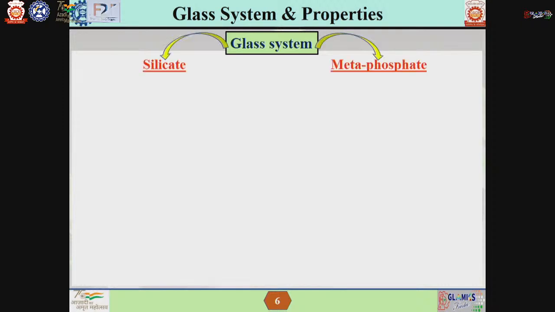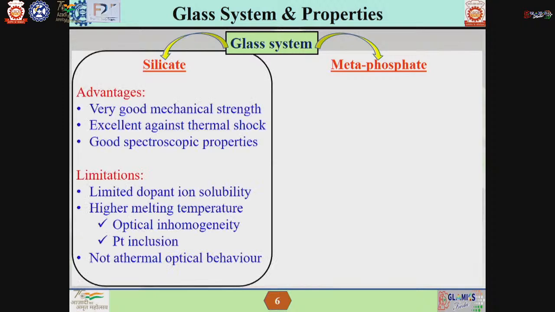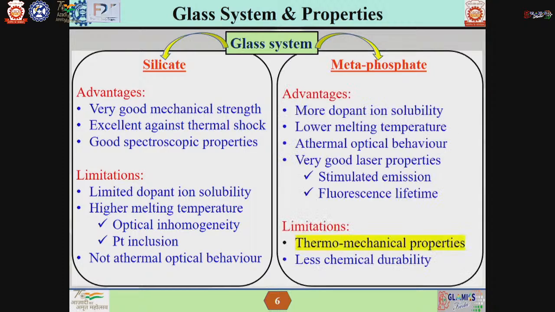There are so many glass systems, but we will select the one best glass system that will serve our purpose. If we look at the properties of the silicate system, they are thermomechanically much improved, but the limitation is that because of their tetrahedral structure, rare earth ion solubility is limited, and they demand a high melting temperature. That's why getting optical homogeneity is very difficult, and there can be platinum inclusions from the melting crucible.